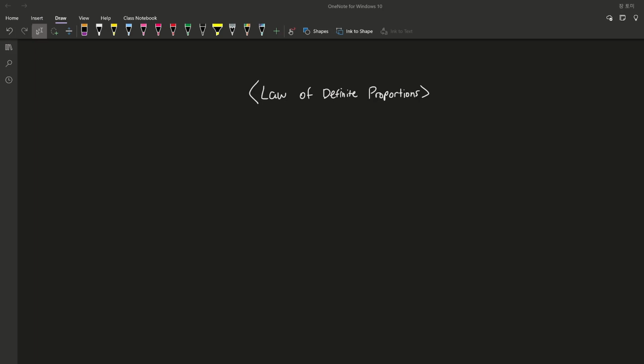So for instance, let's take a compound. We'll say CO2, that is carbon dioxide. And if we look at our periodic table, we will be able to see that carbon has an atomic mass of 12 grams and oxygen has an atomic mass of 16 grams. But since we have one more oxygen, 16 grams. So in CO2, there are 12 grams of carbon and 32 grams of oxygen.